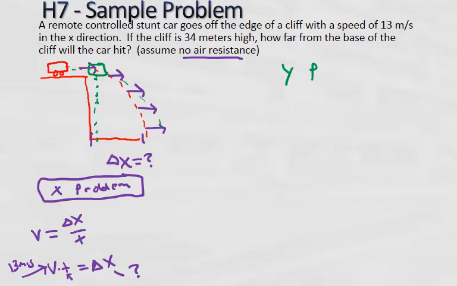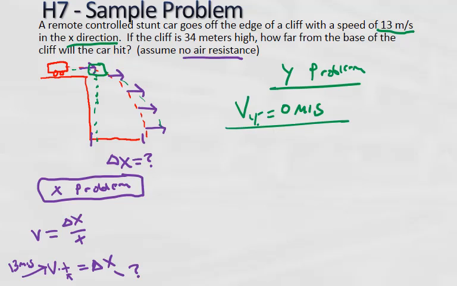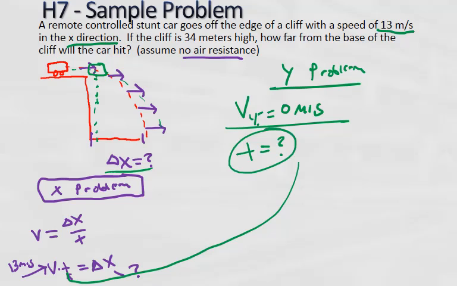So for a y problem, we know Vy initial is 0 meters per second. It's going 13 meters per second, but again, that's just in the x. In the y, it's not moving. It's just going straight out, and so the initial y velocity is 0. So with this, you can find time, and then once you know time, you can place that into your x problem and say, okay, this is how far from the base it'll hit. Because if we know how much time it's in the air, we know the velocity in the x stays the same. It's just going to go over however far in the x.